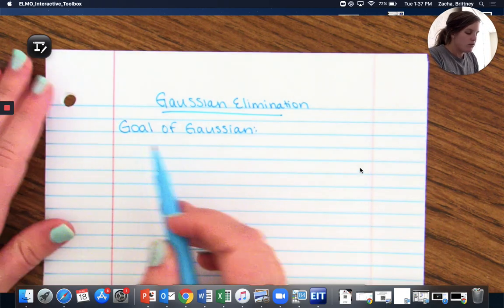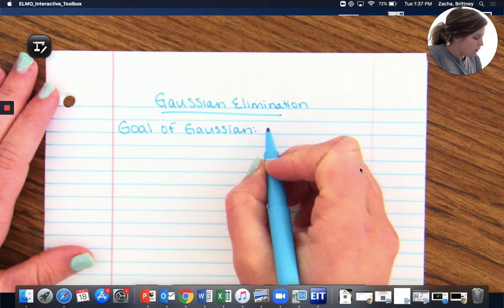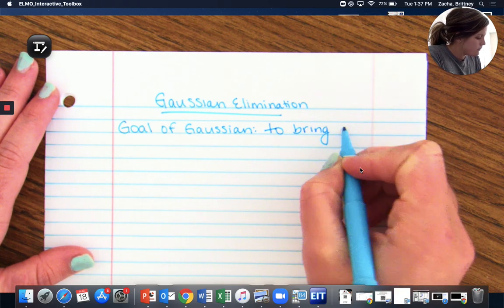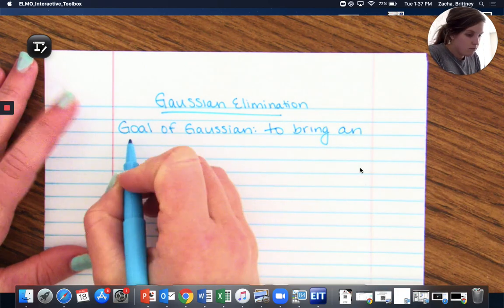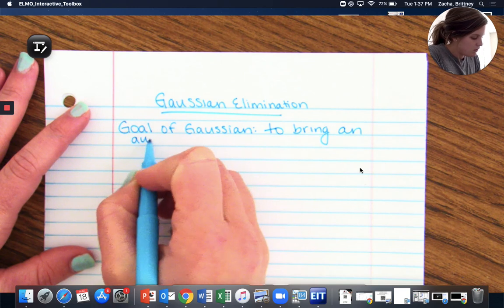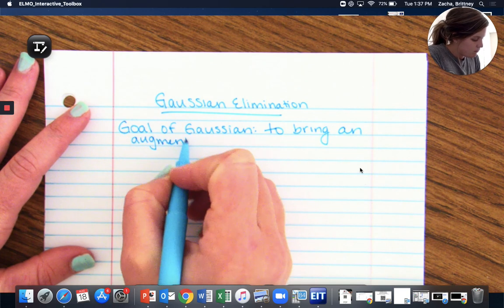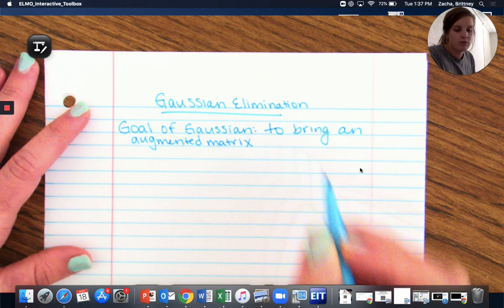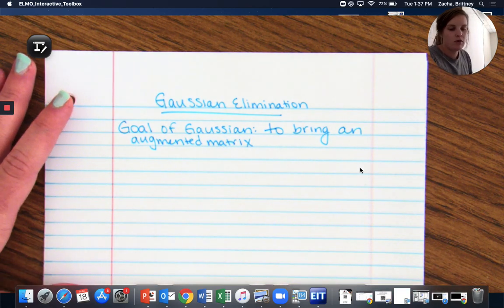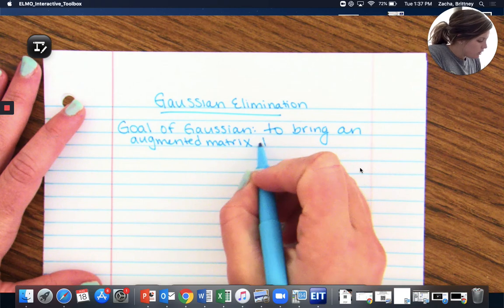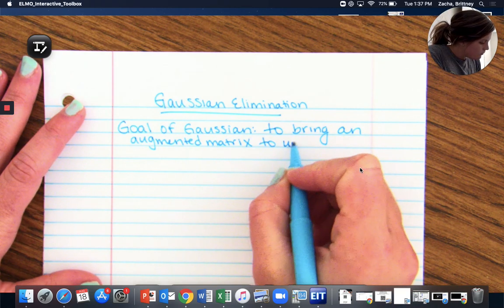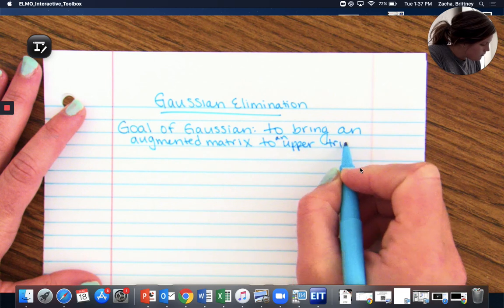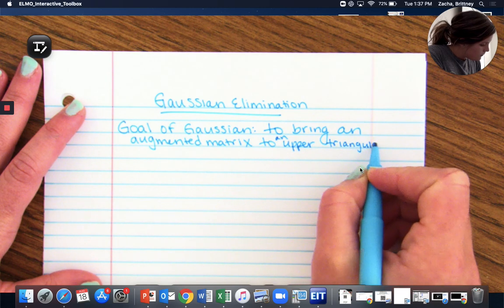Okay, so the goal of Gaussian is to bring an augmented matrix, and I'll tell you what that means in just a second, to an upper triangular matrix. Basically the augmented matrix is the matrix you start with, and I'll label it for you whenever we go to an example.